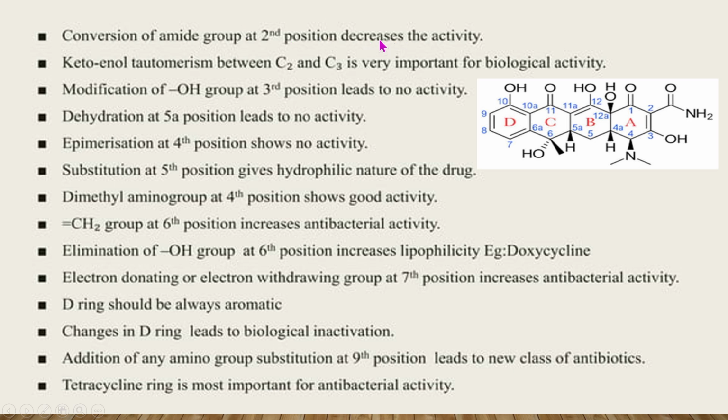will totally decrease the activity. That means this amide functionality at second position is a must for the activity. Now the keto-enol tautomerism between carbon number 2 and carbon number 3 is very important in terms of the biological activity. Now we all know the presence of a double bond adjacent to the hydroxyl functional group will form the keto-enol type of tautomerism. Now the keto-enol change at carbon number 2 and carbon number 3 is very important for the biological activity.